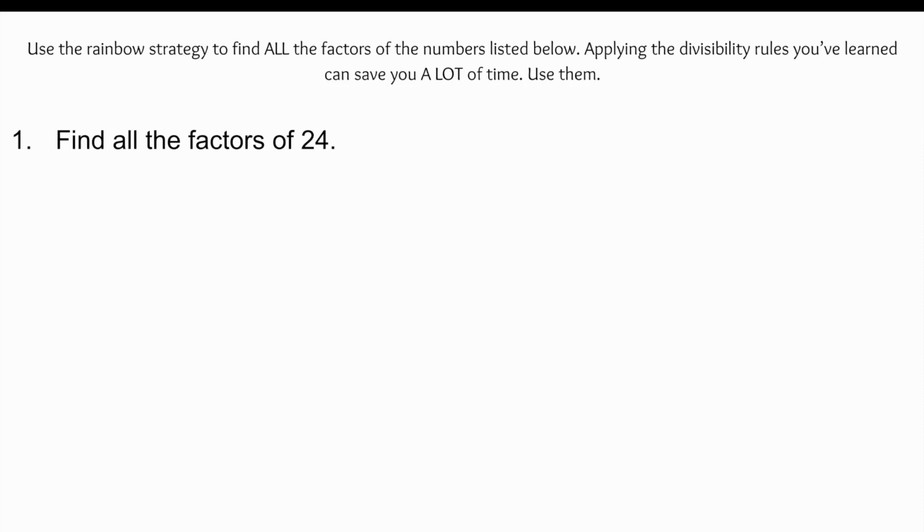Use the rainbow strategy to find all the factors of the numbers listed below. Applying the divisibility rules you've learned can save you a lot of time, so use them.